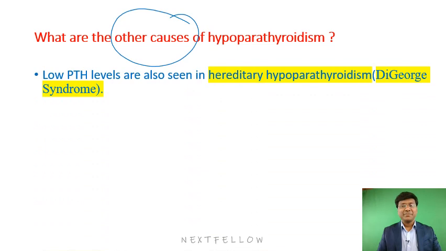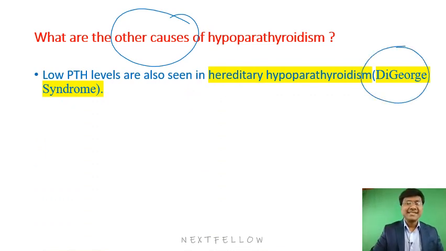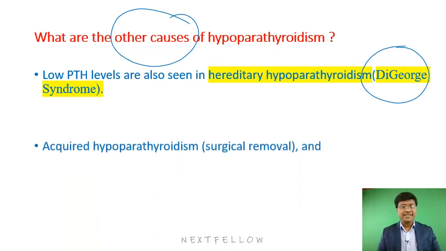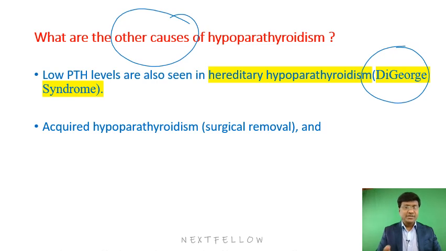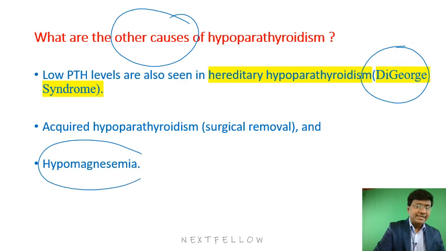The other causes of hypoparathyroidism: we have a hereditary cause, and that is called DiGeorge syndrome. That is one of the important etiologies which will cause hypoparathyroidism. And acquired causes, just now we have discussed, that is surgical removal of the thyroid gland, and then hypomagnesemia. See, magnesium is very much required for the release of parathormone from the parathyroid gland, and if magnesium is not there, parathormone is not released from the parathyroid gland.